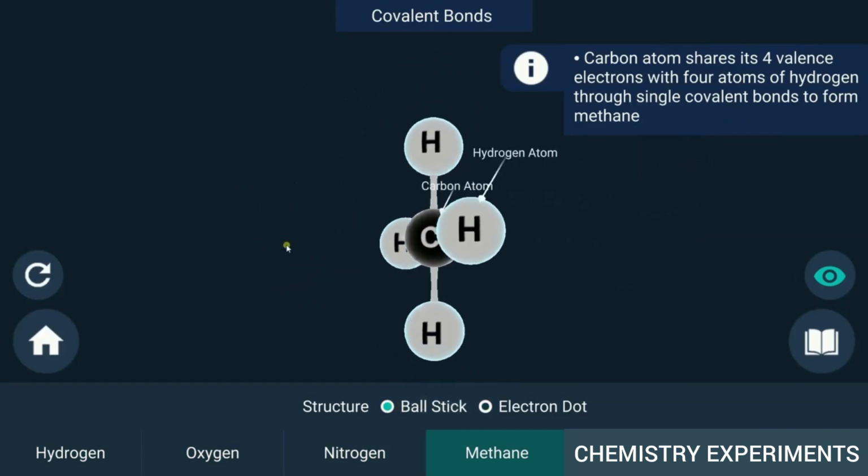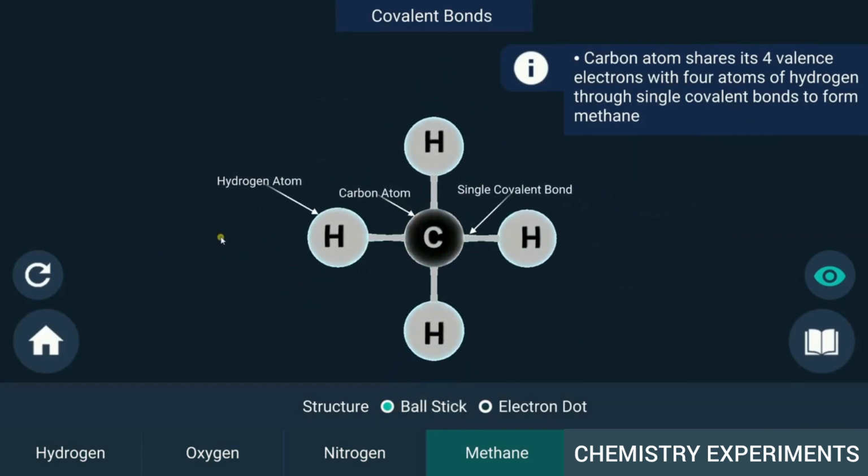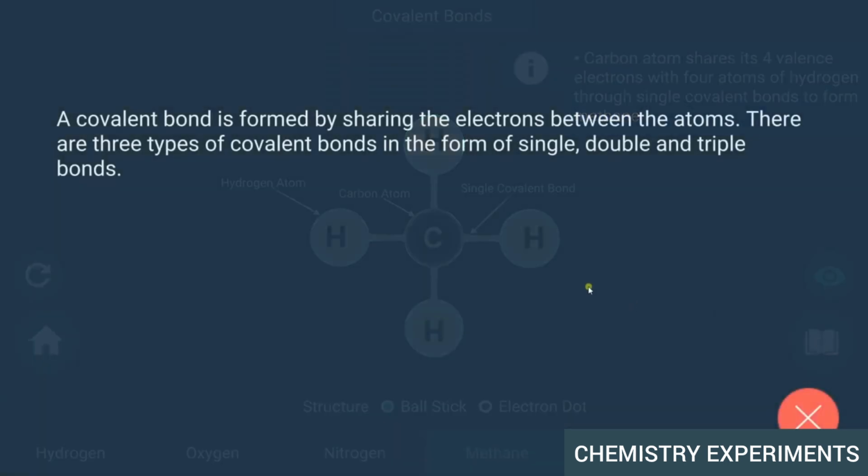bond. Hence, we understood that by sharing of electrons between atoms, covalent bonds are formed, and there are 3 types in the form of single, double and triple covalent bonds.